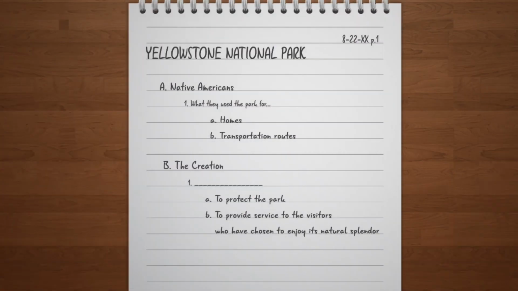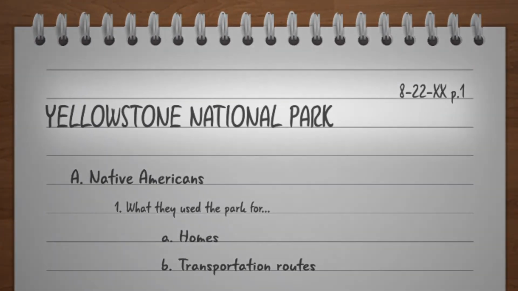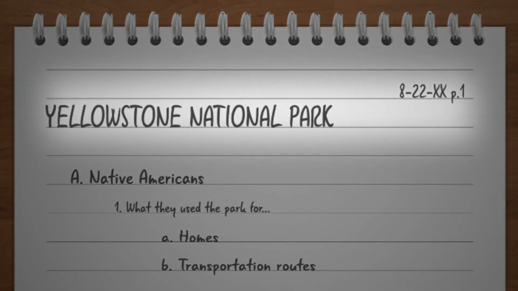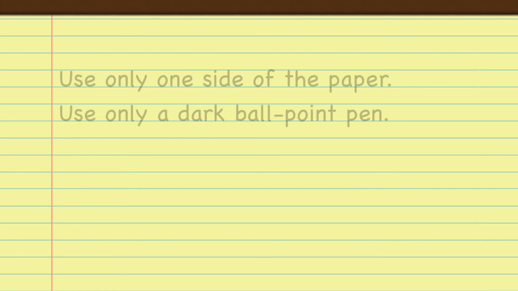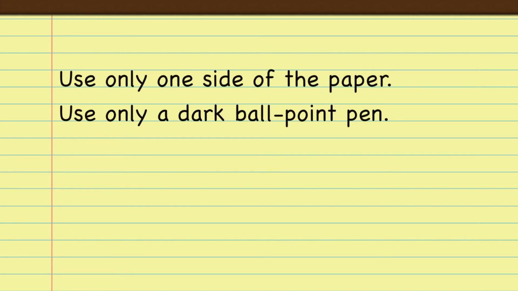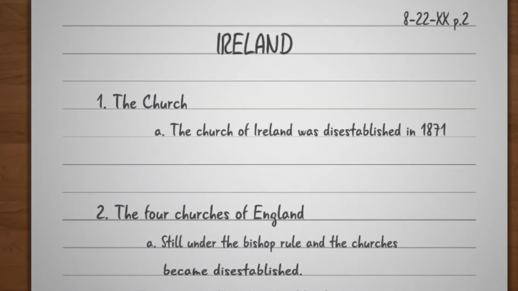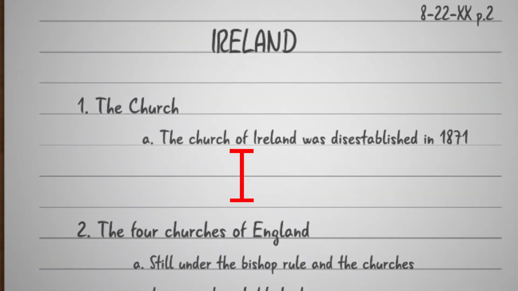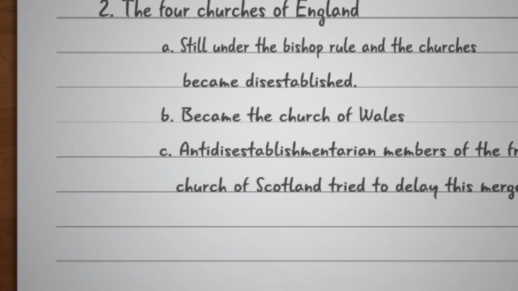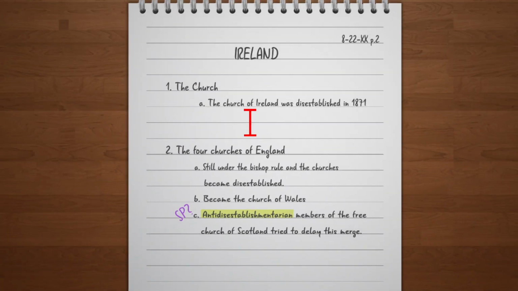When taking notes, number and date each sheet, including the title of the topic the lecture is about. Use only one side of the paper, and use a dark ballpoint pen to make the notes as legible as possible. Avoid gel pens and pencils. Separate main topics by skipping a line or 2 between topics. Write SP above a word you're not sure how to spell. Try to correct the spelling at a later time.